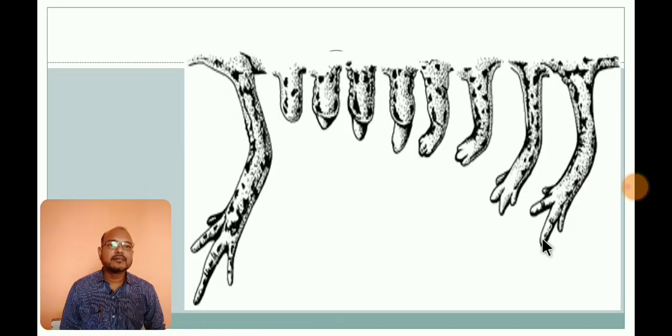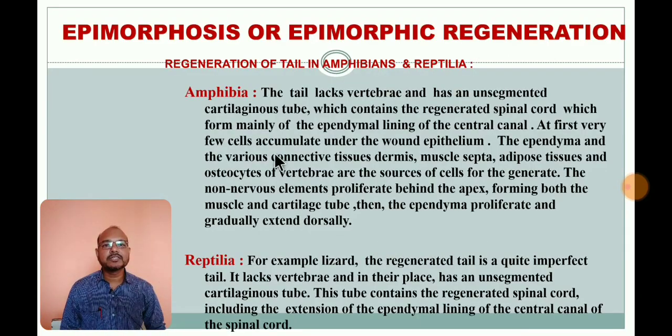So this is again the outline of the regeneration of the limb. Epimorphic regeneration: regeneration of the tail in amphibians and reptilian species. Everyone knows the basic phenomenon of regeneration in amphibia and reptiles. The best example is the tail. In amphibia, the regenerated tail lacks vertebrae and has an unsegmented cartilaginous tube which contains the regenerated spinal cord, formed mainly from the ependymal lining of the central canal.